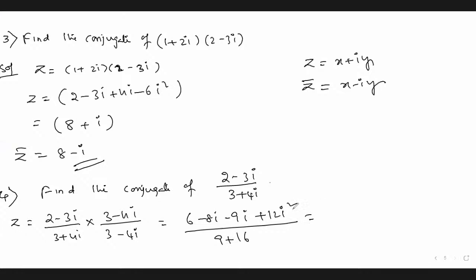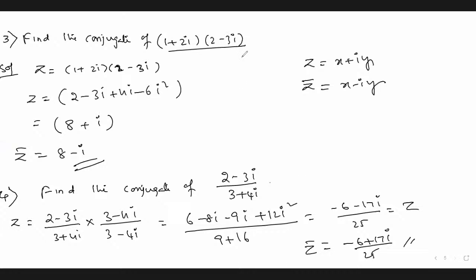So here in the place of i square, if I substitute minus 1, 6 minus 12 becomes minus 6. Minus 17i by 25 you got. Where this is z, I want z bar, which is equal to minus 6 plus 17i by 25. Take down. One I have given multiplication, another one I gave division. Tomorrow we can see some more problems.